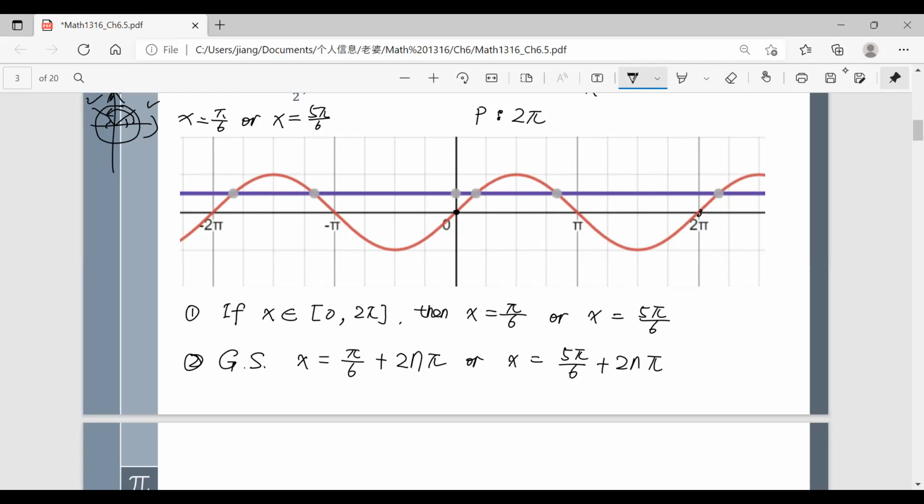So we can also use a bracket to represent these two angles. For the first one, I can list the angles like this: pi/6 and another one is 5 pi/6. And for this one, we can say x such that, for all x, we put the condition for x: x equals pi over 6 plus 2n pi, or x equals 5 pi over 6 plus 2n pi.